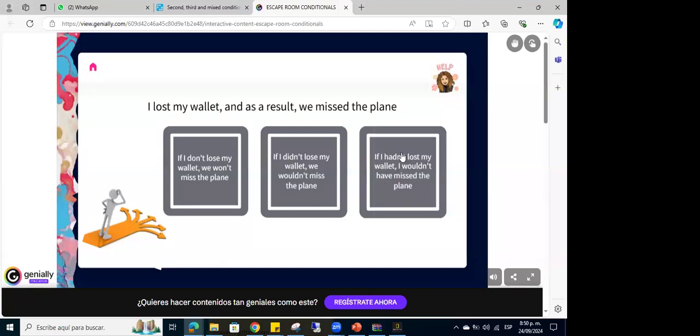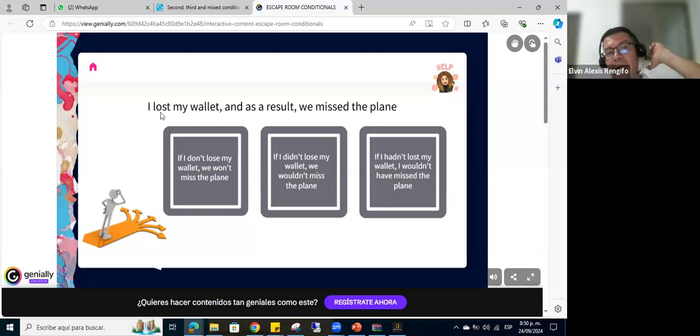We are in the third condition because here it is in the past. Perdí mi billetera. Como resultado, perdimos el avión. Si no hubiese perdido mi billetera, no hubiésemos perdido el avión. If I hadn't lost my wallet, I wouldn't have missed the plane. That's this one.